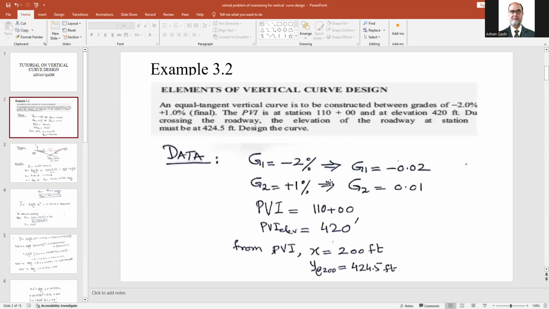It says that an equal tangent vertical curve is to be constructed between the grades minus 2% and 1%. The PVI is at station 110 plus 0, at elevation 420 feet. A street crosses the roadway, and the elevation of the roadway at that station must be 424.5 feet. Design the curve.